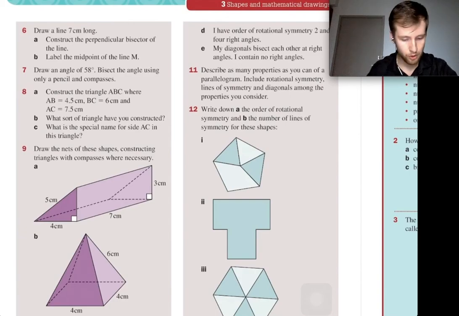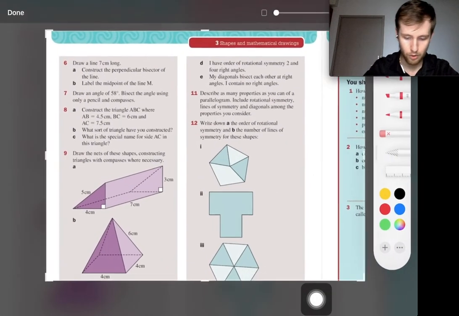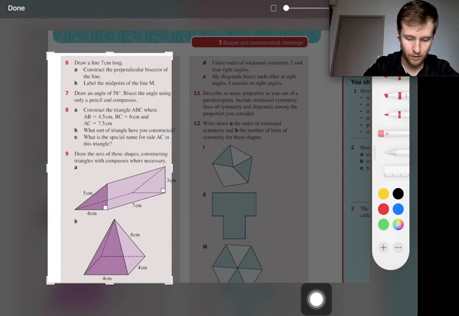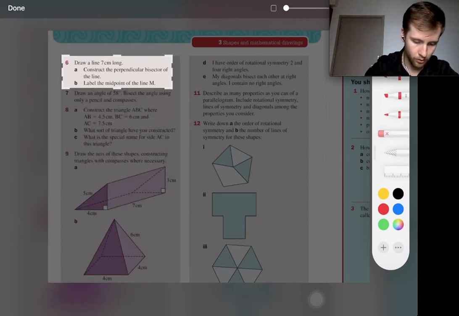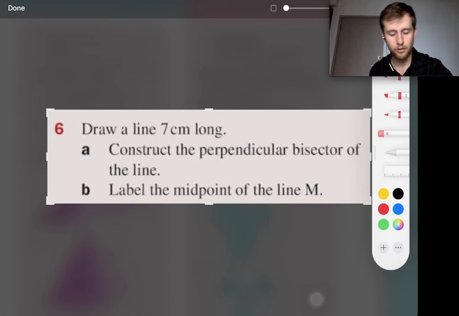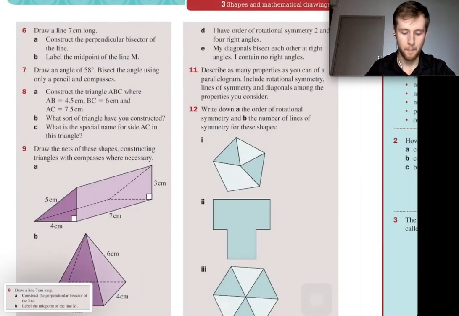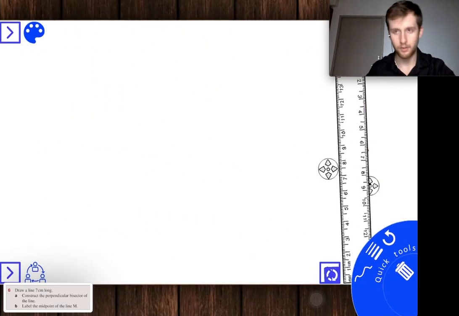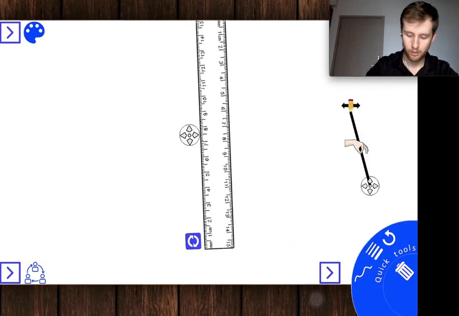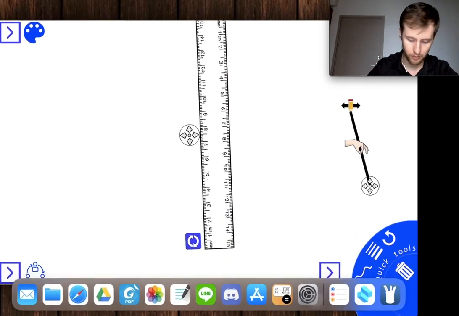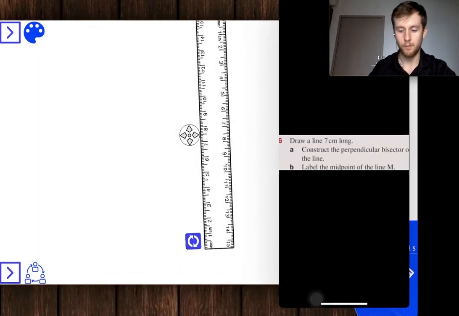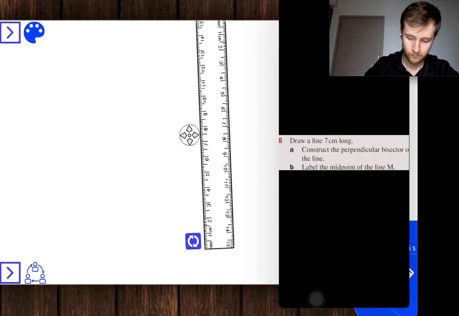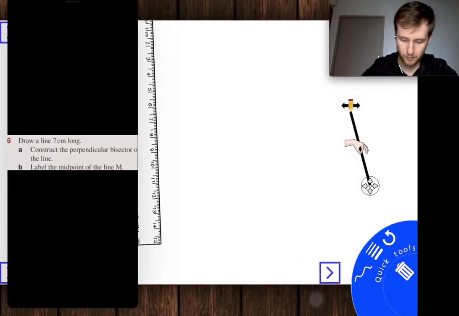And so we got to question number 6, which is: draw a line 7 centimeters long, construct the perpendicular bisector of the line, and then label the midpoint of this line M. I'm going to use my app again, which has a compass and a ruler. And I think I can place the question here. Yeah, just keep it here. Maybe on this side.